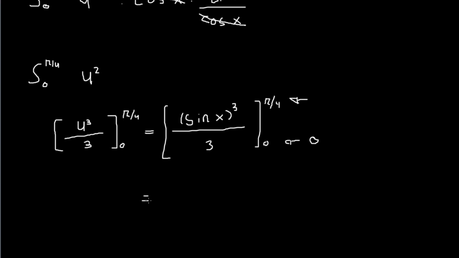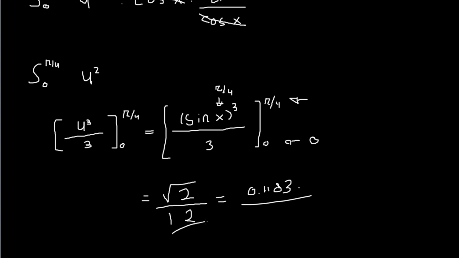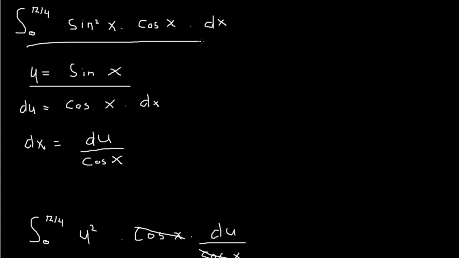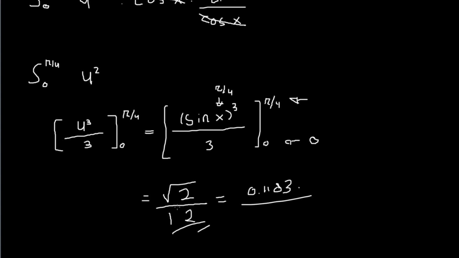Now, if you use a calculator, the result of sine pi/4 to the power of 3, divided by 3, is equal to the square root of 2 divided by 12, which gives 0.1183, also based on my calculator. So that's the result of this integration using the u substitution, which is the square root of 2 divided by 12.